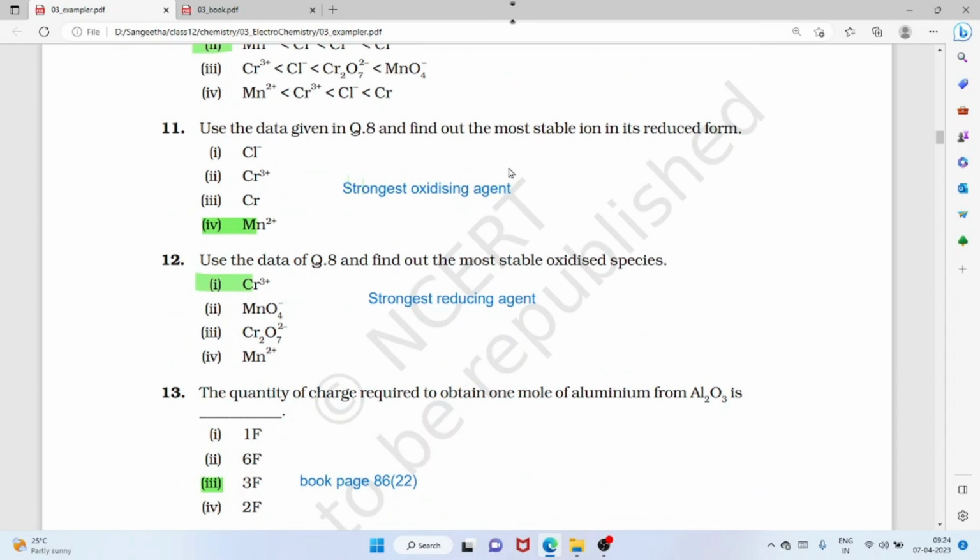In the data given below, the most stable in the reduced form is the strong oxidizing agent. And the most stable in the oxidized form is the strong reducing agent.